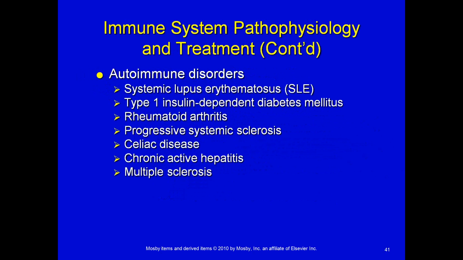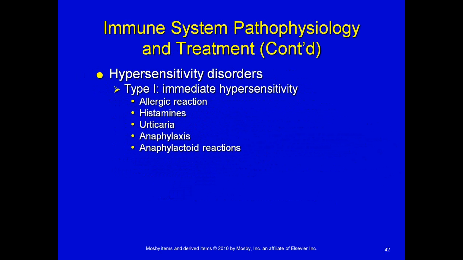Lupus is an autoimmune disorder. Rheumatoid arthritis is an autoimmune disorder. Multiple sclerosis, celiac disease, chronic active hepatitis. Those are all autoimmune disorders. Some can be identified as perhaps an initial bacteria or virus starts it, like in the case of active hepatitis, but in others they're just not sure why those disorders occur.